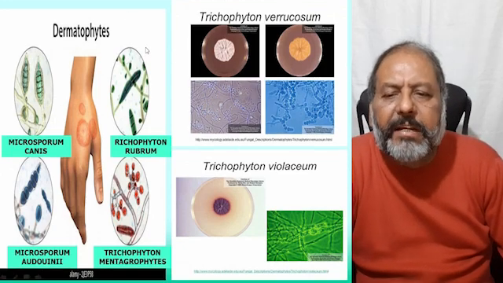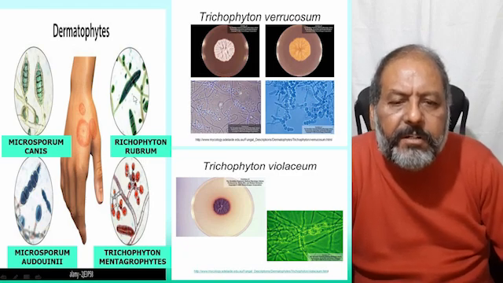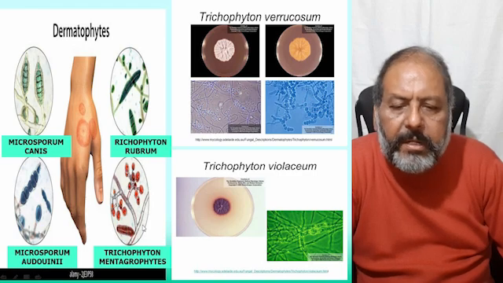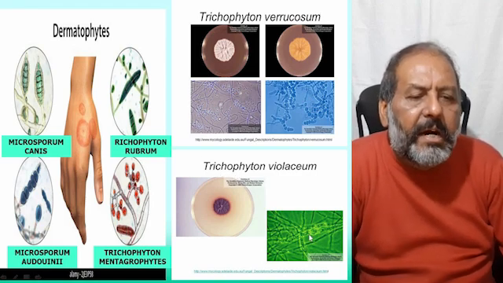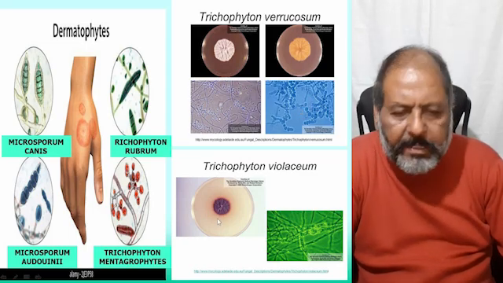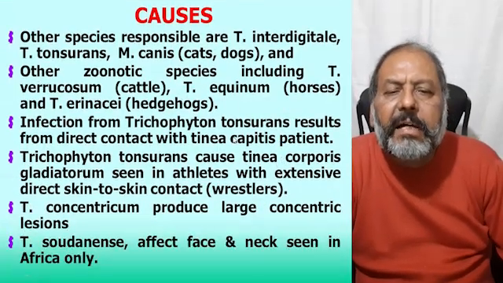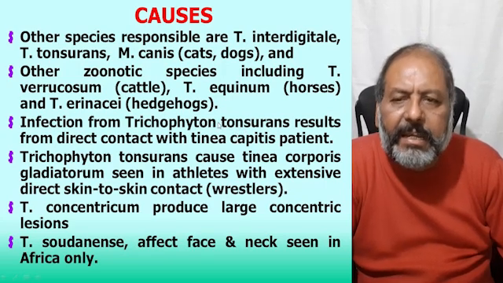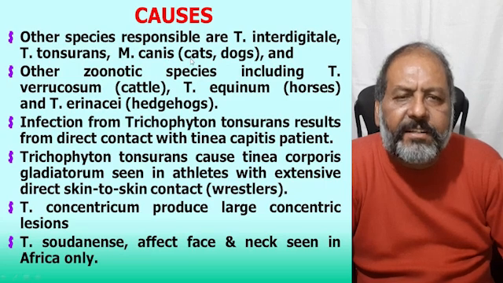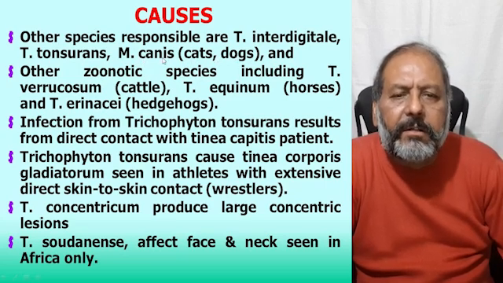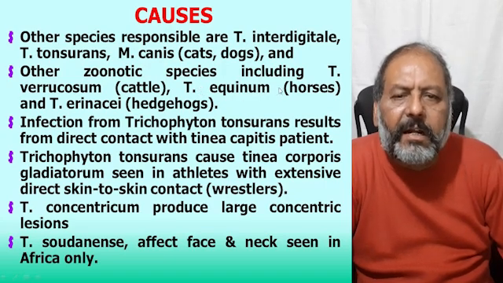Now, the different dermatophytes responsible for this problem are Microsporum canis, which has a shape like this, then Trichophyton rubrum, Microsporum audouinii, Trichophyton mentagrophytes, and here is the Trichophyton verrucosum, and this is the Trichophyton violaceum that has a different appearance on culture, as one can see. Now, continuing the causes, other species responsible are Trichophyton interdigitale, Trichophyton tonsurans, and Microsporum canis, which is seen mostly in cats and dogs. Canis is usually meant for these animals, so that is called Microsporum canis.